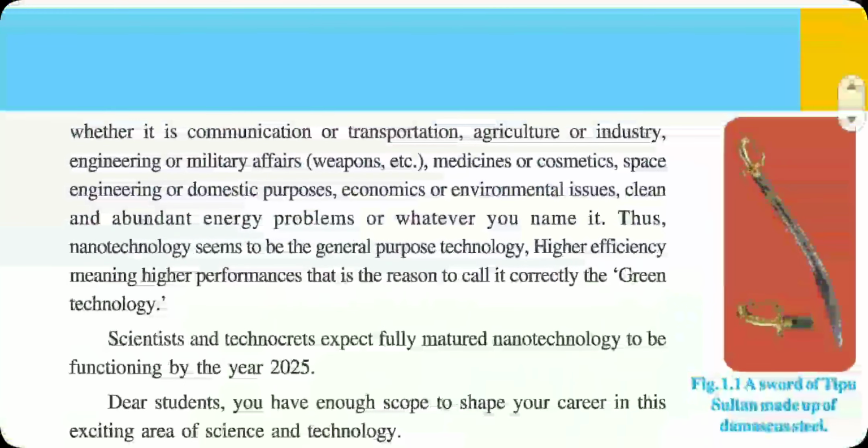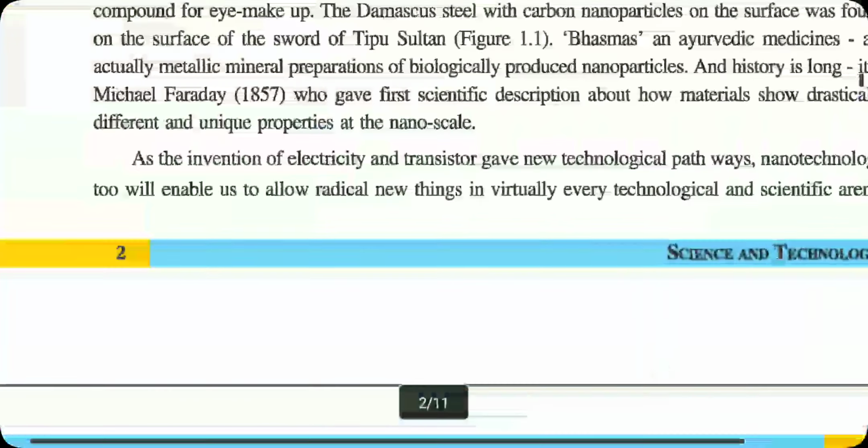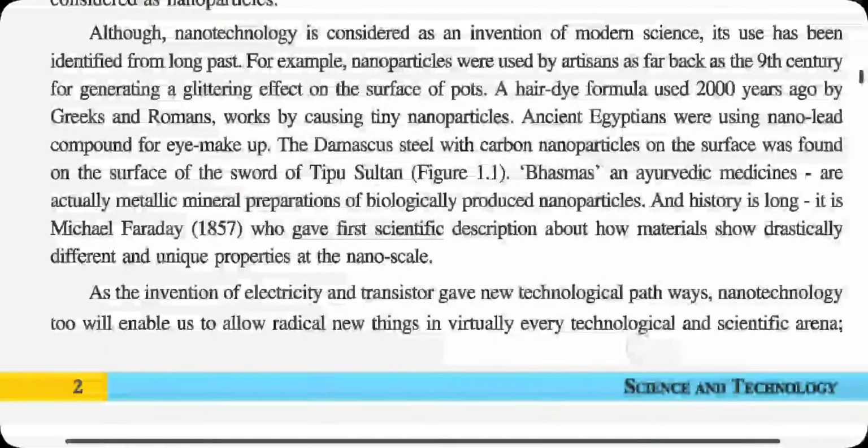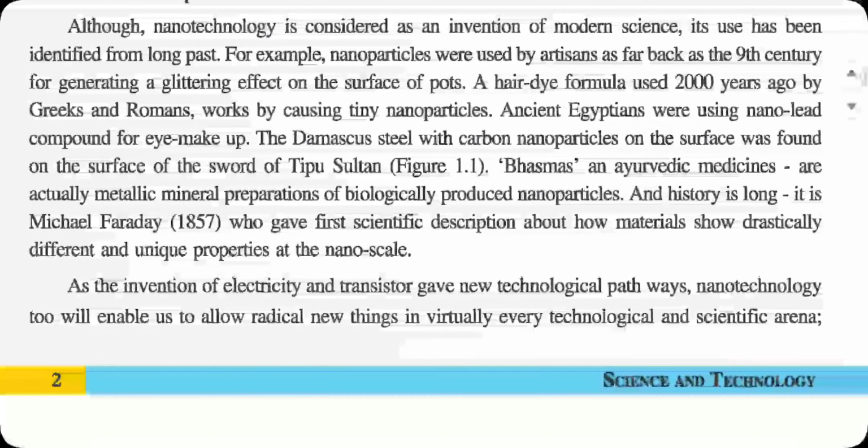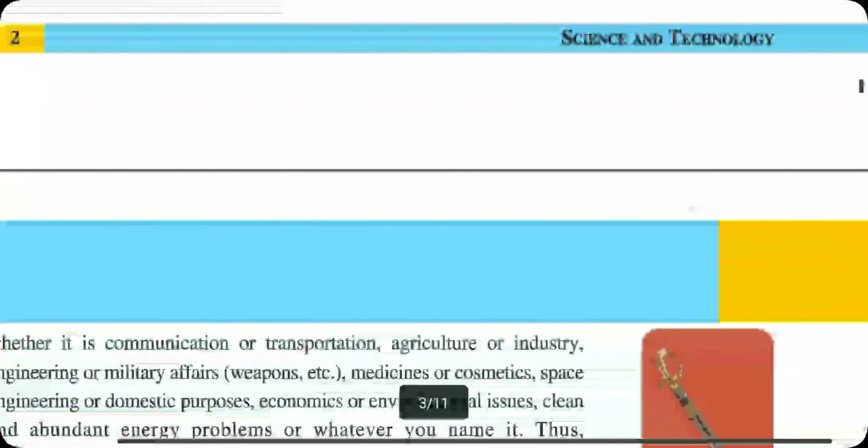In the past, nanotechnology was also used in the sword of Tipu Sultan made of Damascus steel, and it was also used in Bhasma, Ayurvedic medicine, and also 200 years ago in hair dye formula.